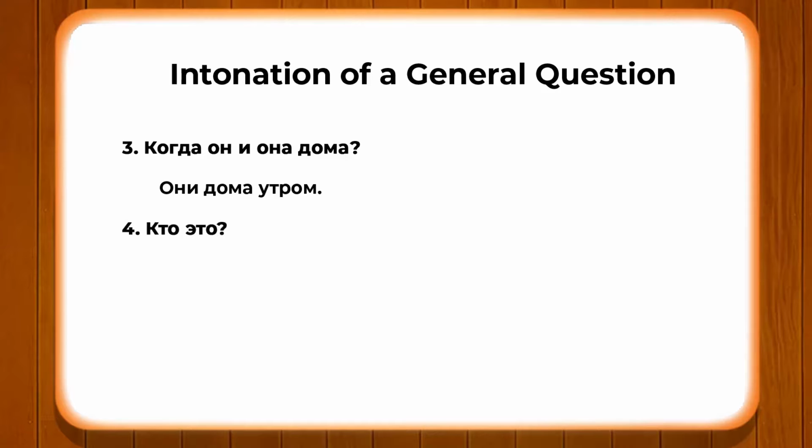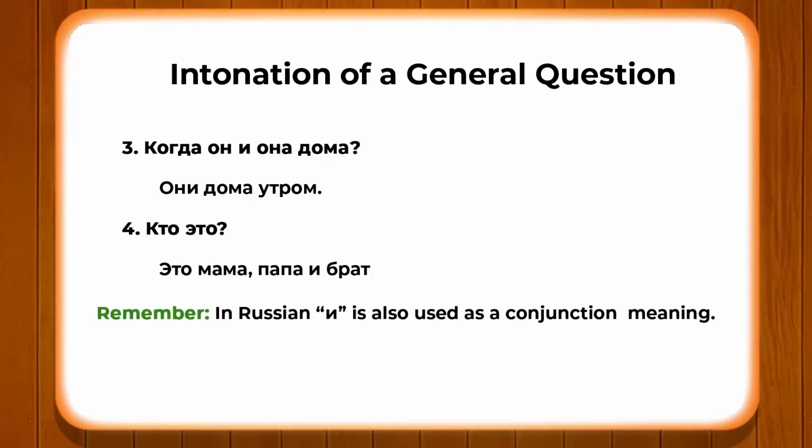Alright. Kto eta? Who is this? Here we can use eta mama. We can also use eta papa. We can also use eta brat, and when combined together we can also say kto ani, who are they? Eta mama, eta papa, eta brat, combined together as eta mama, papa i brat. Alright, so please remember that in Russian, I is also used as a conjunction meaning "and", and we have already done quite a few exercises and examples, and now we will do once more: mama i papa, mom and dad.